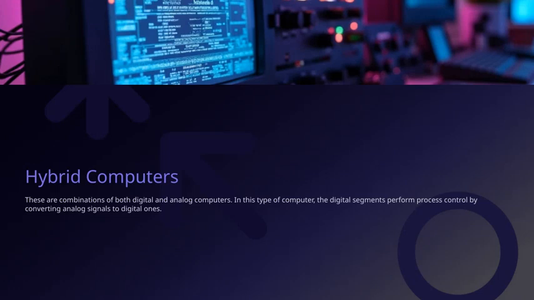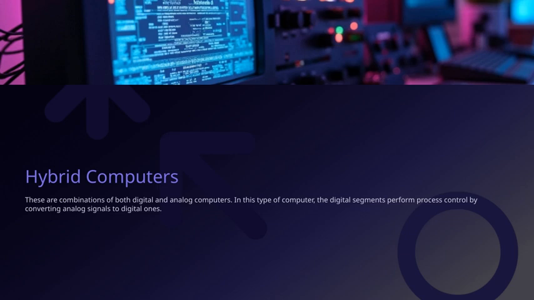Now, let's take a closer look at hybrid computers. These are interesting because they combine the strengths of both digital and analog computers. Essentially, a hybrid computer uses both types of processing to handle different tasks efficiently. The digital parts are responsible for process control, and they do this by converting analog signals into digital signals. This conversion is crucial because digital processing is more precise and easier to manipulate for complex calculations.